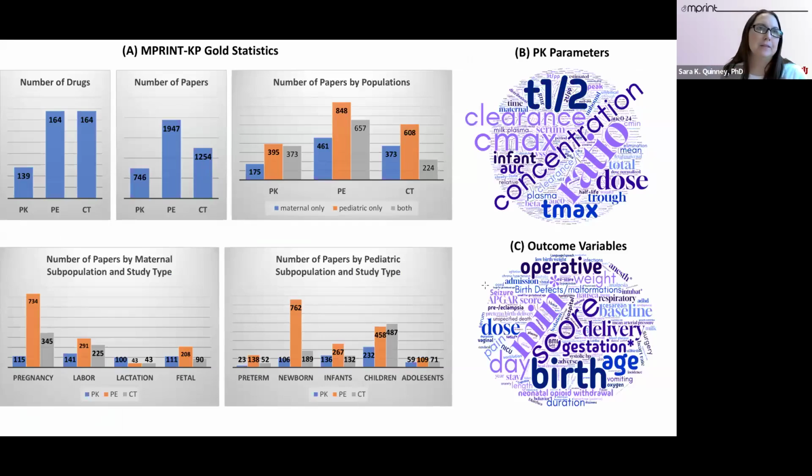In the gold knowledge base, we've looked at about 164 drugs in total here, and you can see we have 139 we have pharmacokinetic data on, and 164 we've looked at from a pharmacoepidemiology and clinical trial standpoint. We can see again that there's more data for pediatric populations, but a good amount in our database on maternal populations as well. And you can see in the chart here some of the PK and outcome parameters that we are assessing in these papers.